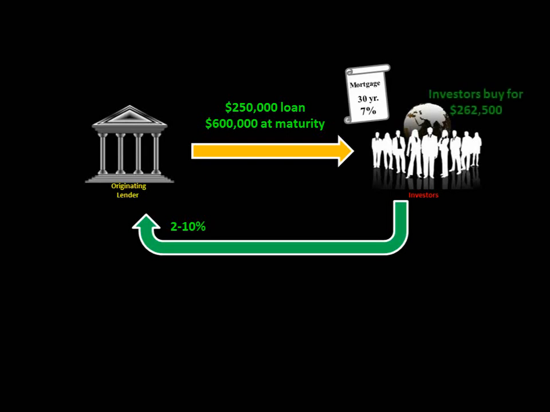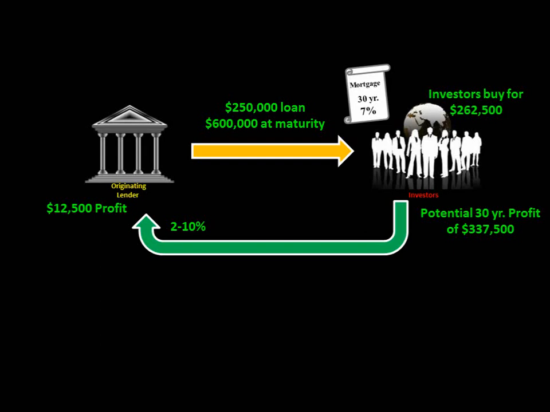$262,500. If the borrowers pay over 30 years, the investors have the potential to make over $337,000. The bank makes a $12,500 fee in this scenario and can make a new loan to someone else because they have also been paid back the original $250,000 they just lent out. They also have no more risk. It is the investors who must deal with the consequences of non-paying borrowers.